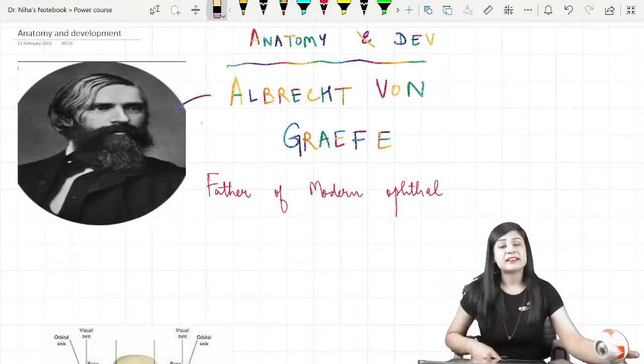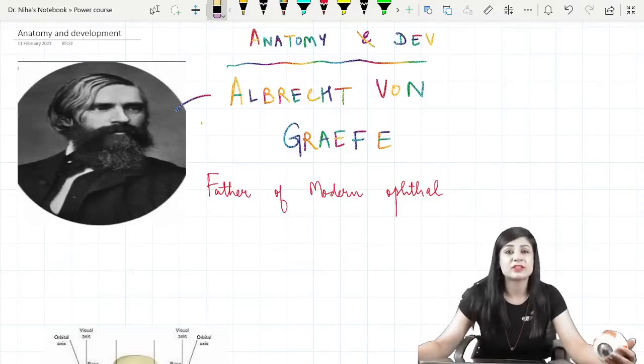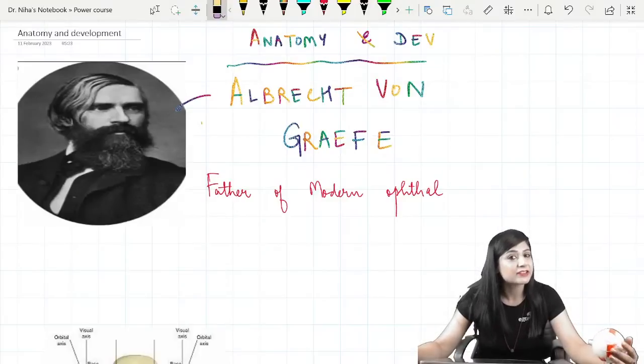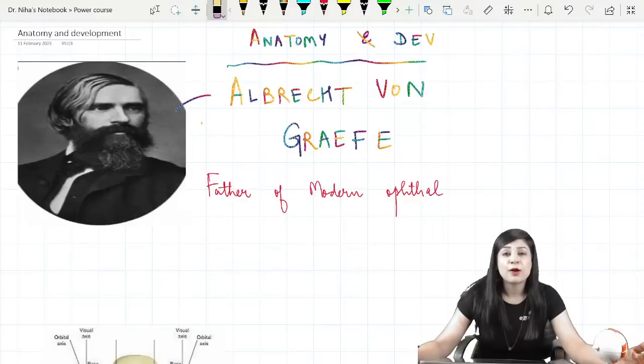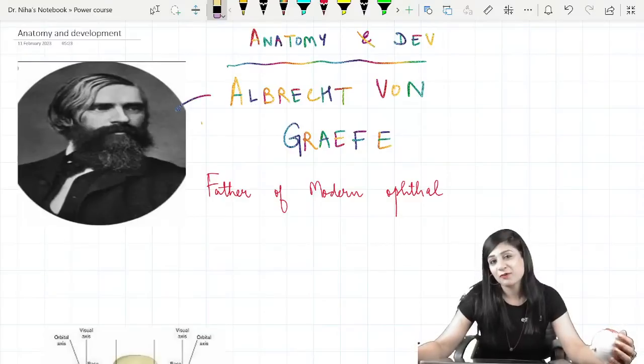So we will be starting today with the anatomy and development of the eye, and in these 3 days we will be going from A to Z of ophthalmology, the ride of ophthalmology.